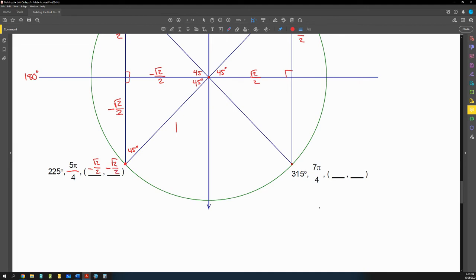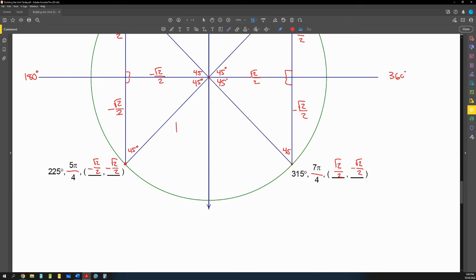And finally, in quadrant 4, 315 degrees or 7 pi over 4, we have something similar, right? The difference between 315 and 360, our positive x-axis, is 45 degrees. Drop a perpendicular from that endpoint on the unit circle. We have our vertical component as negative root 2 over 2, and our horizontal component as positive root 2 over 2.